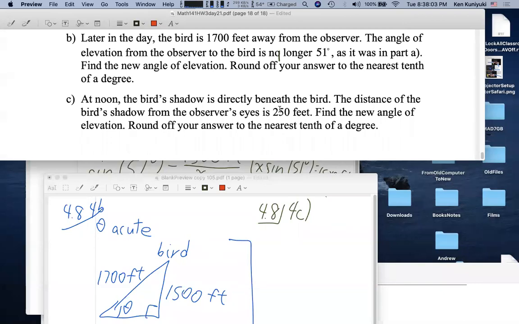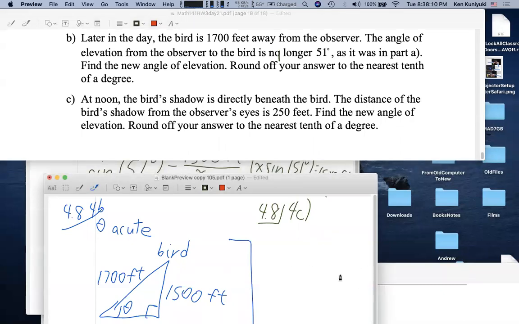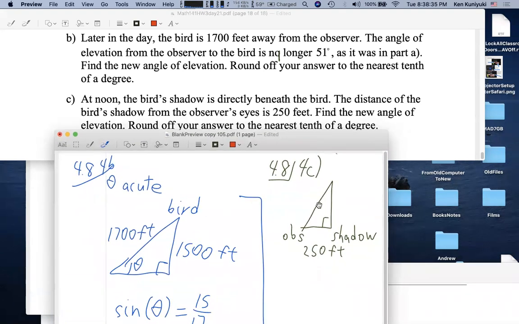Let's see the distance of the bird shadow. Oh, okay. Actually, I think no, it's not the hypotenuse. I think it's this actually. So here's the observer. Here's the shadow. At noon, the bird's shadow is directly beneath the bird. The distance of the shadow from the eye is 250. This is 250 feet, the bottom leg. Find the new angle of elevation.